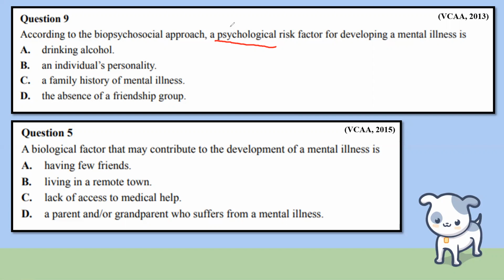So let me just project that up. Okay, B, an individual's personality, because that is directly linked to psychological factors. Now, drinking alcohol, although that is an individual's choice, it doesn't actually come under psychological factors. It's similar to this concept of substance abuse. Whenever we talk about substance abuse or dependence on medications, or the ingestion of any substance that affects your brain functioning, we class that as a biological factor. So drinking alcohol in this case would be relevant to biological factor, not psychological factor. Family history of mental illness, we know that's related to genetics, so that would be biological, and friendship groups is related to social, so that's why our best answer is B.